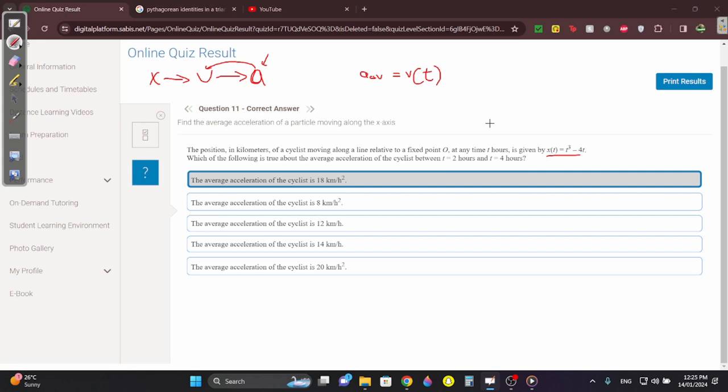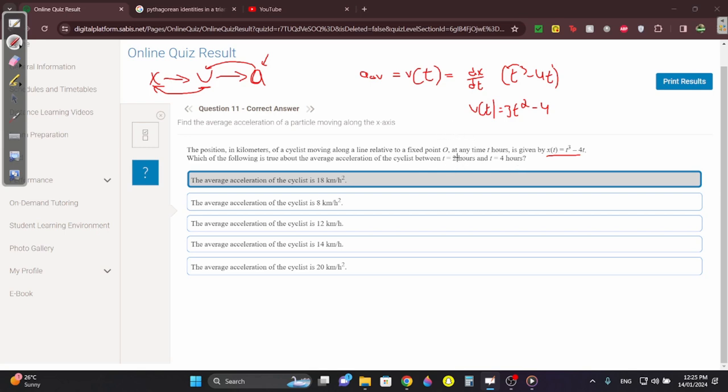How do I find v(t) if they gave me x(t)? Remember, v(t) is the derivative of x(t). v(t) equals dx over dt, the derivative of t cubed minus 4t. How do we find the derivative? 3 times 1 will be 3. Reduce your exponent by 1, it becomes squared. And 1 times negative 4 becomes negative 4. So my v(t) is 3t squared minus 4.